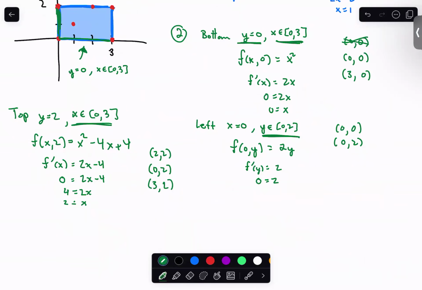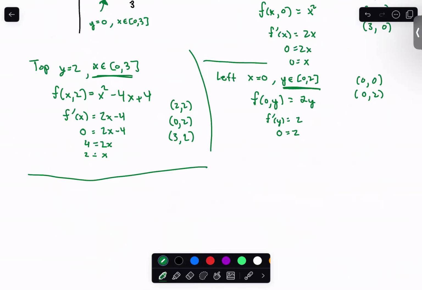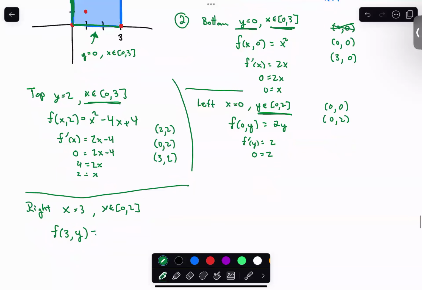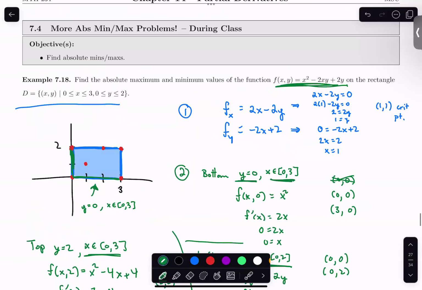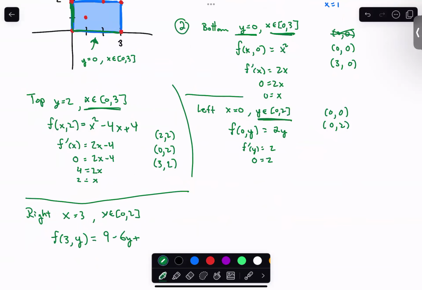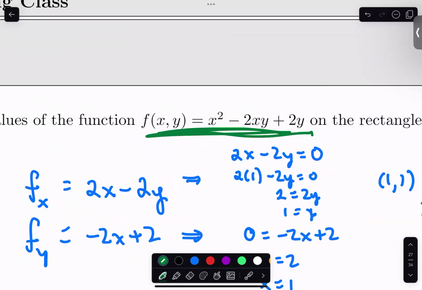All right, we've got one more to check here. Let's maybe go down here. So this is going to be the right-hand side. This is when x is equal to 3 and y is ranging between 0 to 2. So we're going to have, again, plugging in 3 everywhere I see an x. So let's see, I'll have 9 minus 6y plus 2y. Again, looking at my original equation here and plugging in a 3 everywhere I see an x.